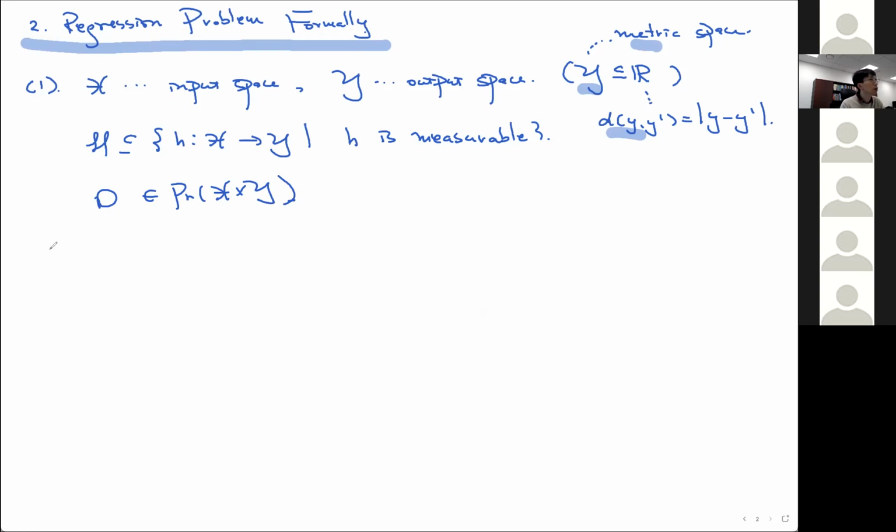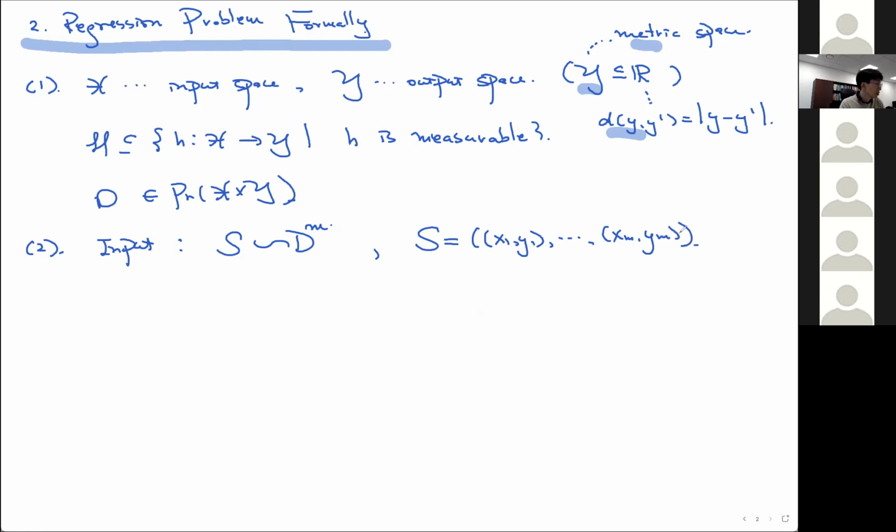And then the learning problem is formulated like this. Our input is, as usual, a sample, which is an independent draw. The examples are drawn independently from D. So S is written as x1, y1 to xm, ym. But now the objective is different. So here comes all the difference.